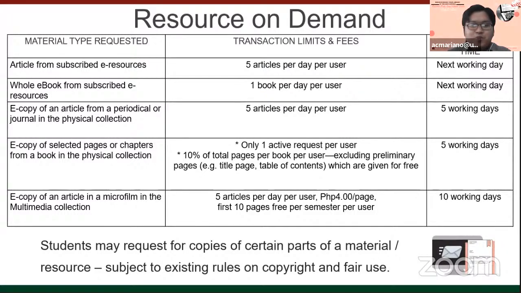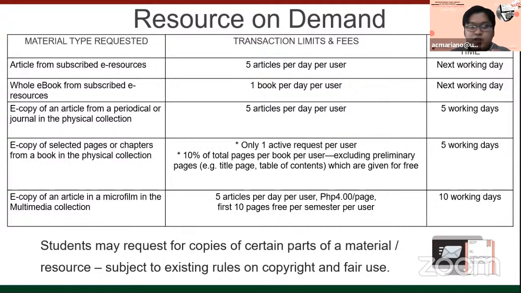For physical books, it's a different thing because you can only request 10% of the total pages per book per user, excluding preliminary pages, of course. So, title page, table of contents, those are free. So, turnaround time again is 5 working days. So, you can only request one book at a time, or you can only give one request at a time. So, you either ask for 5 articles or one book.